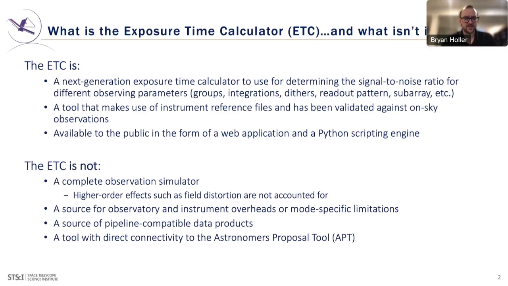It is also not a source for observatory or instrument overheads or mode-specific limitations. So in this situation, when I talk about limitations, I mean for NIRCam, for instance, NIRCam in full frame readout mode only allows 10 groups per integration, but the ETC will not provide a warning if you exceed that 10 group limit.